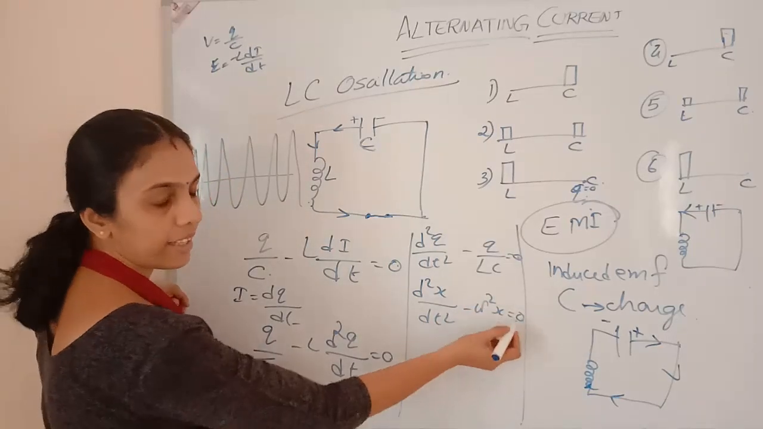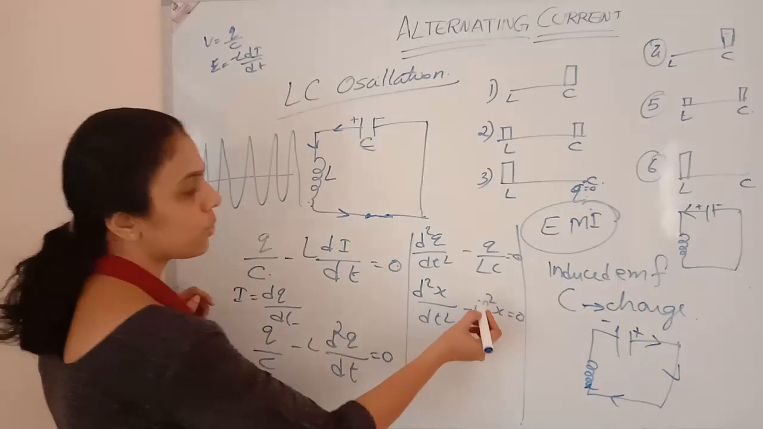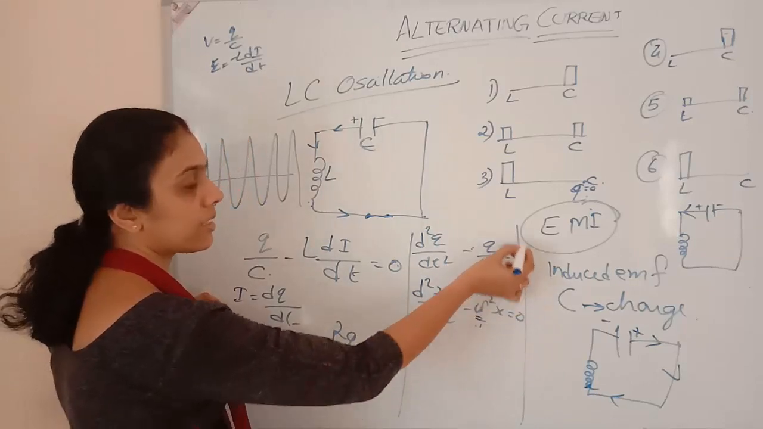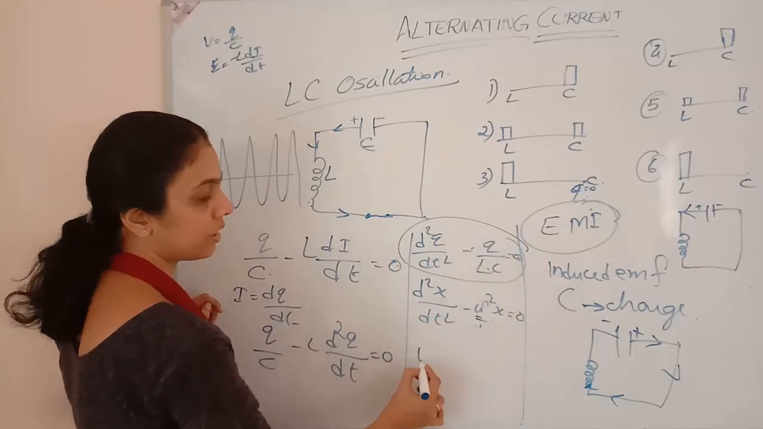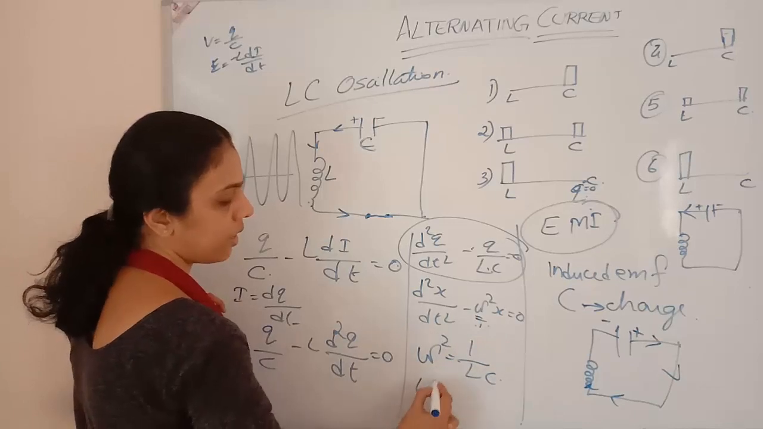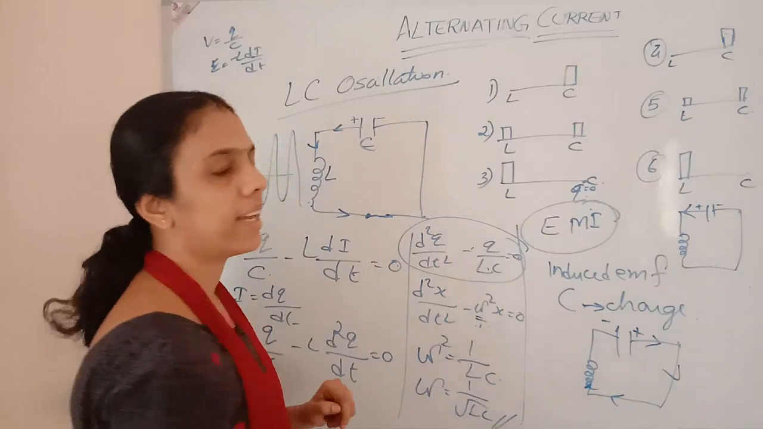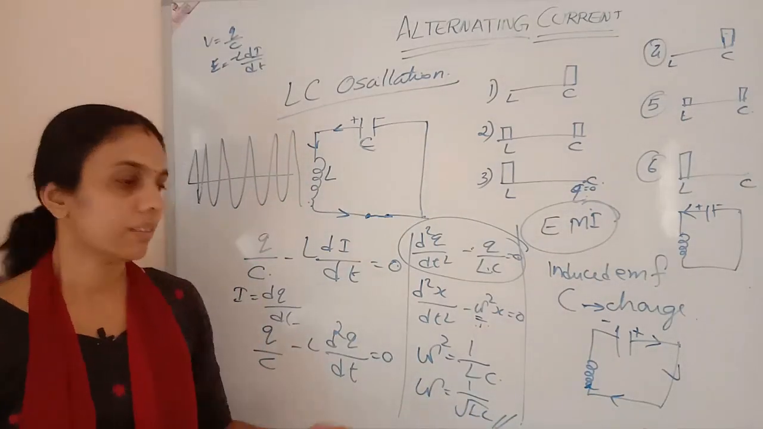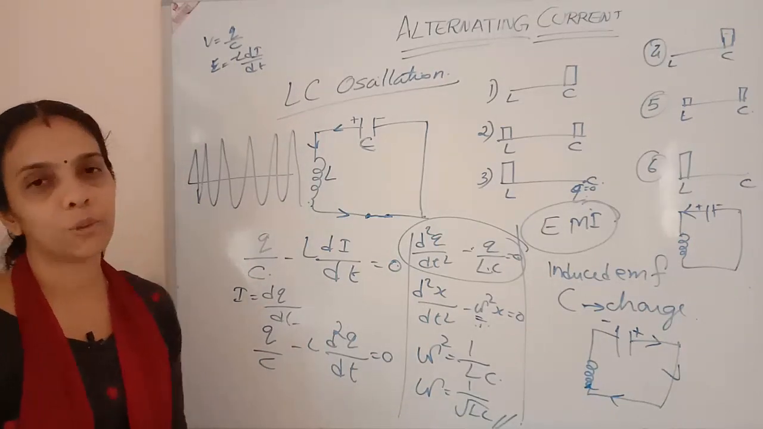So this is the equation for a simple harmonic motion, right? Here, instead of omega square, what is given in this main equation? This is the main equation. Comparing these two equations, you will get omega square equals 1 by LC, or you can write omega equals 1 by root LC. Clear? This is how we find the angular frequency of an LC oscillation.